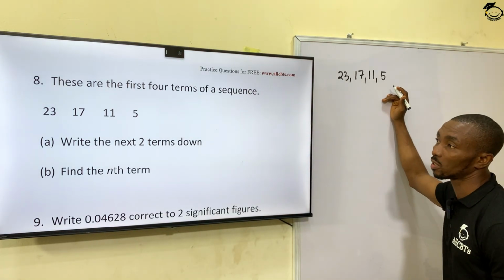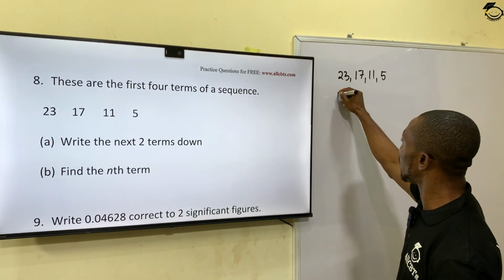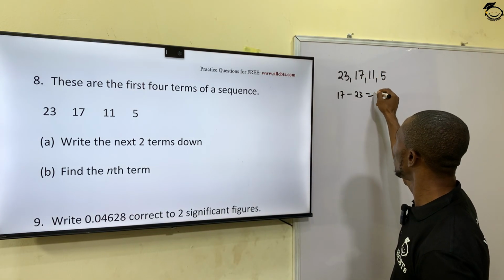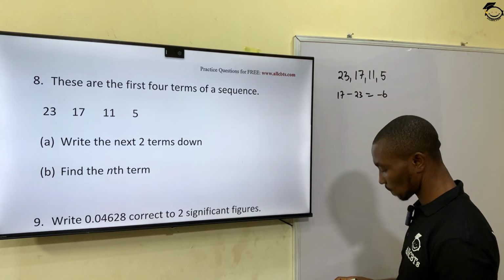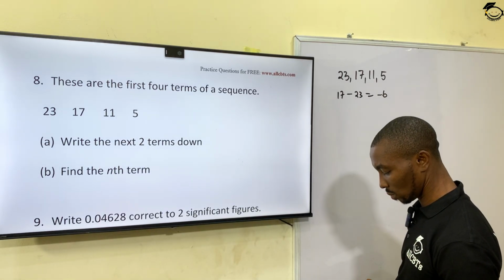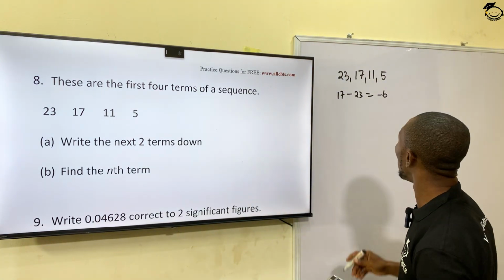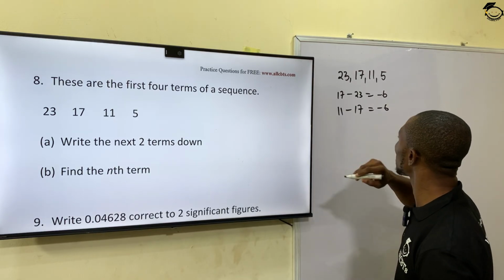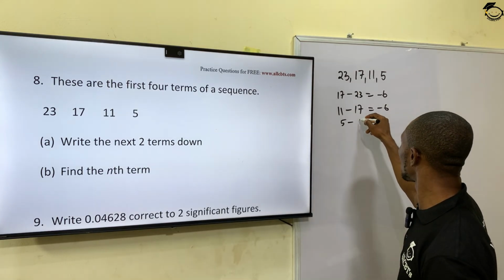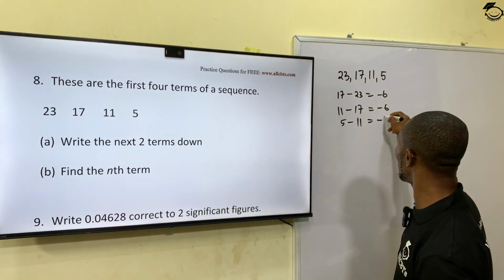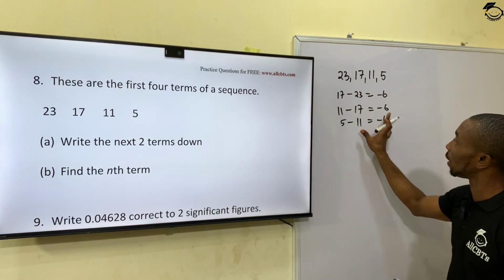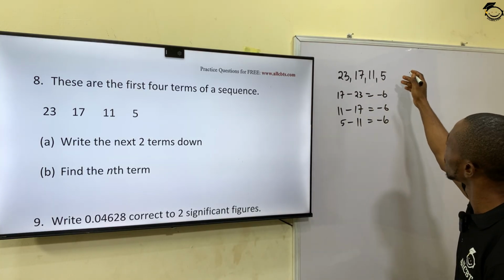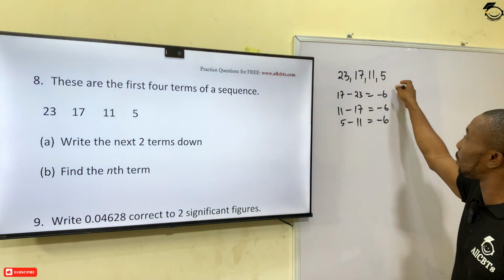are they consistent? Now, if we have 17, which is at term 2, minus 23, that gives us a minus 6. All right, 11 minus 17 gives us a minus 6. 5 minus 11 gives us a minus 6. That is to say, for each of our terms, for us to find our next term, we are going to subtract 6 from our previous term.